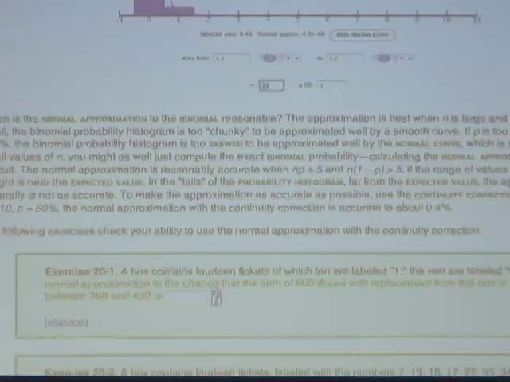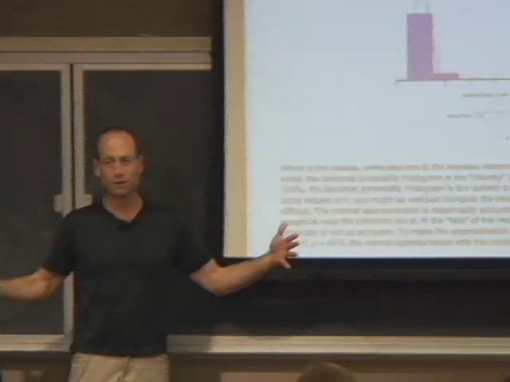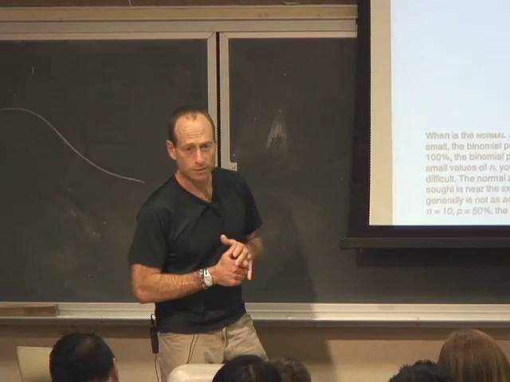So let's do an exercise. First of all, when is the normal approximation going to be good for a binomial? When's it going to be bad? It's better when p is close to 50% than when p is close to 0 or 100%. It's better the bigger n is. The larger the number of draws, the better the approximation is. Yes? So the distribution is skewed, you said we have to increase the number of draws, right?